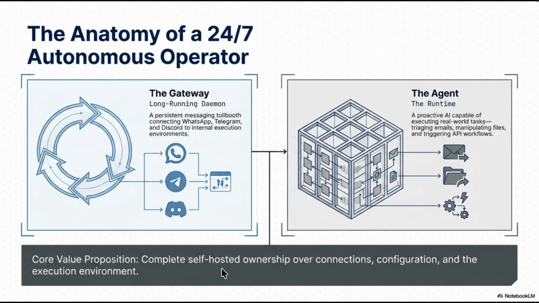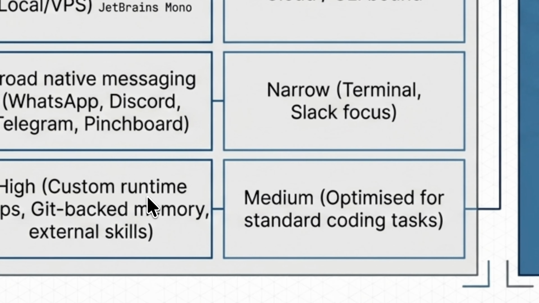The gateway is a long-running daemon, a messaging switchboard connecting WhatsApp, Telegram, and Discord to the internal execution environment. Then you have an agent, which is like a runtime, a proactive AI capable of executing real-world tasks, triggering emails, manipulating files, and triggering API workflows. So the core value proposition is complete self-hosted ownership over connections, configuration, and the execution environment.